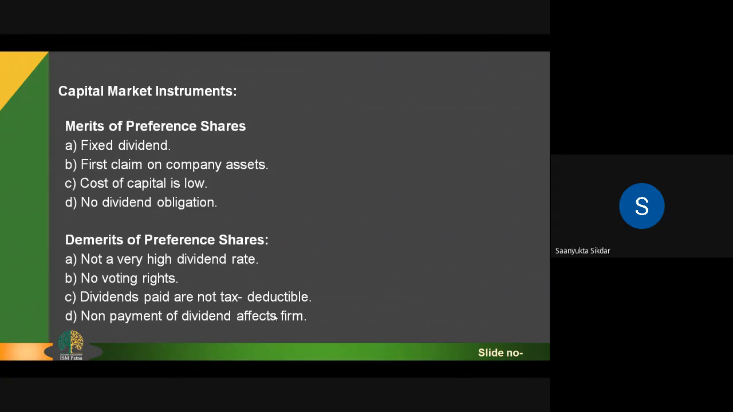Now, what are the different merits of preference shares? They have a fixed dividend and a first claim on the company's assets. The cost of capital is low because their dividend is usually fixed, so it will not increase or decrease depending on the growth and development of the company. So their cost of capital remains fixed, or it may be low when the company is growing at a very high rate. The equity shareholders will increase their expectation of a very high rate of dividend from the company. But that is not the case for preference shareholders.